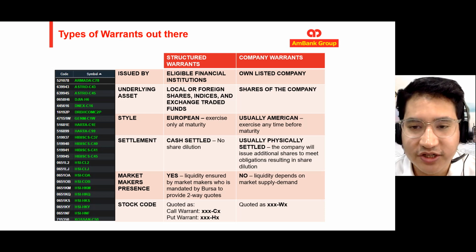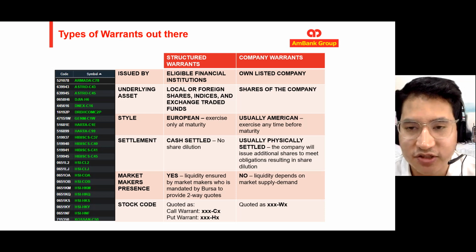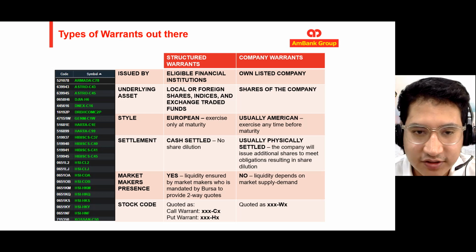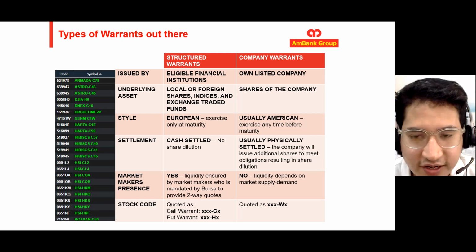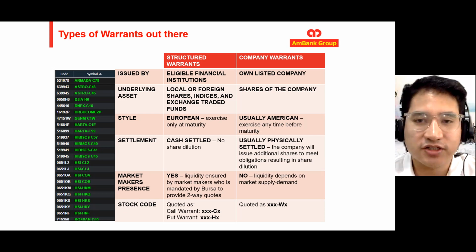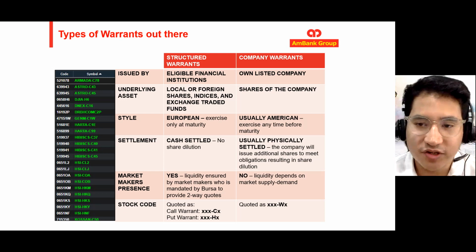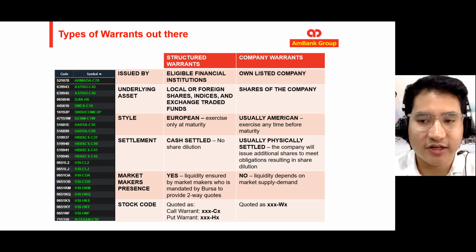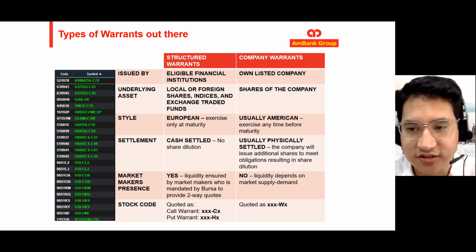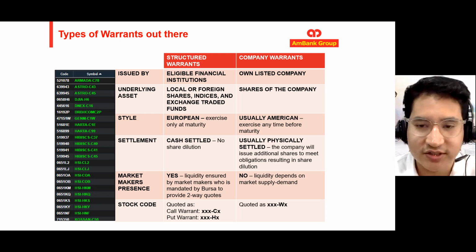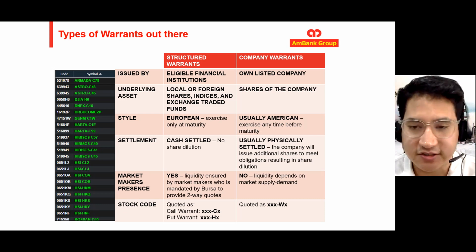There will be no share dilution if you buy a structured warrant because it's cash settled. So say the right that you hold has a value. If you exercise that right, we will give you cash instead of the shares. But company warrants are usually physically settled. So the company will issue additional shares to meet their obligations when you exercise your rights.